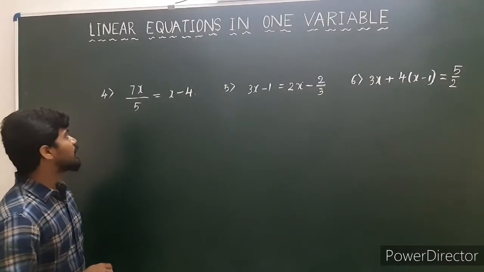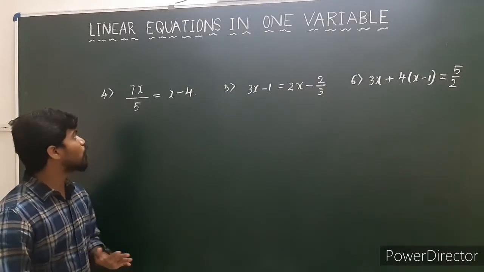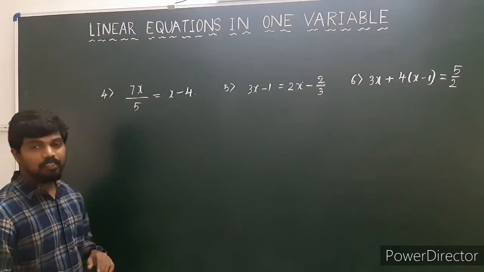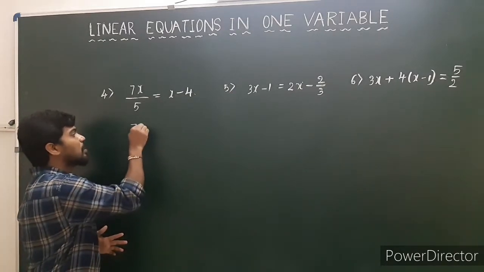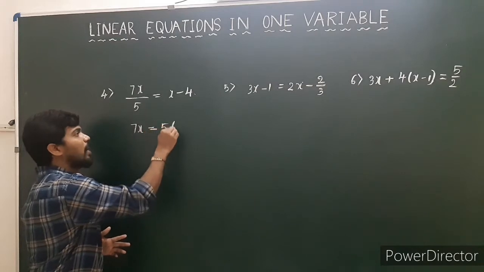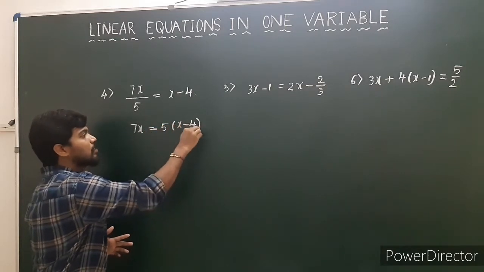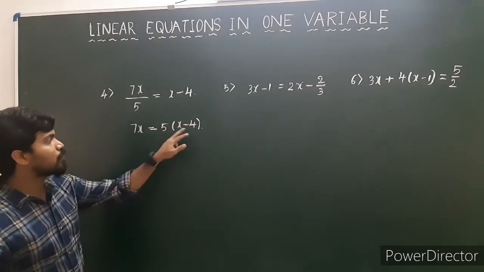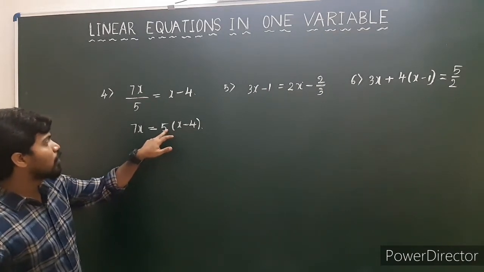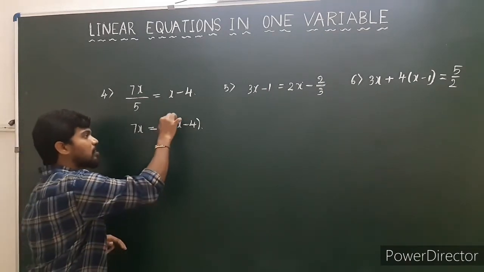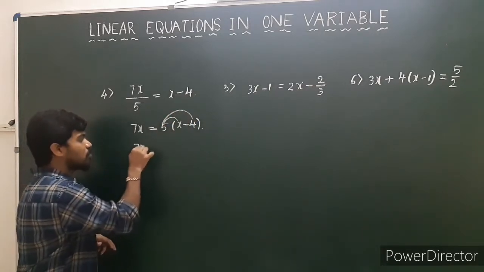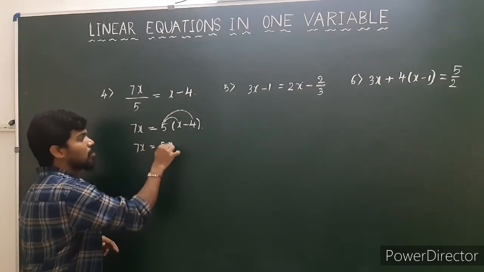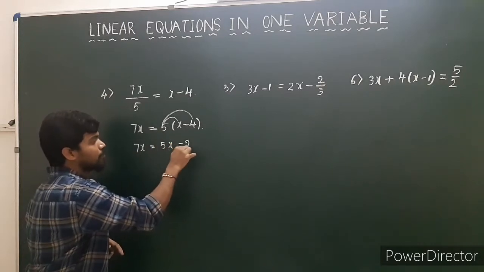The next problem, 7x by 5 equal to x minus 4. So in that step you have to go through cross multiplication. So 7x equals 5 of x minus 4. Here the multiplication: 5 into x and 5 into minus 4. So you write 7x equals 5x minus 20.